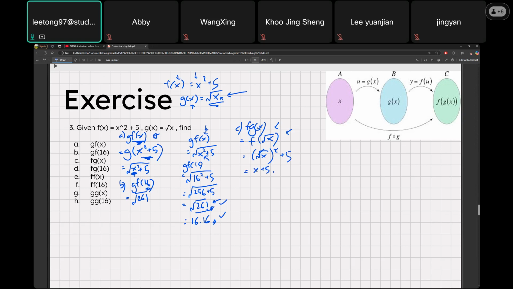Okay, they are different. Need to repeat: they are different. g(f(x)) and f(g(x)). Everything is different. They are not the same. So f(g(16)). You literally just plug 16 inside here. 16 plus 5, 21. So they are not the same. Okay, these two. Not the same.